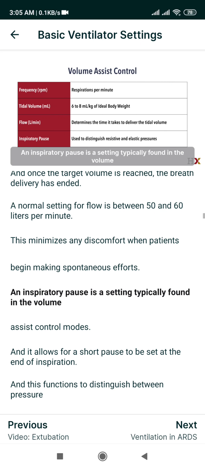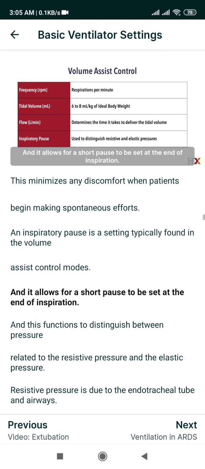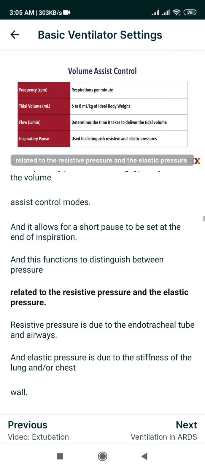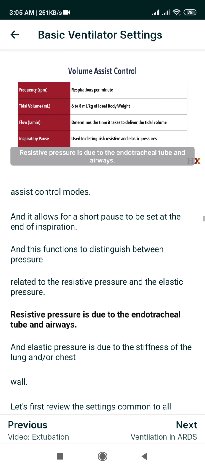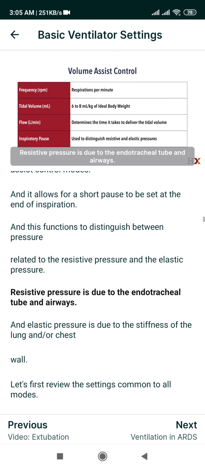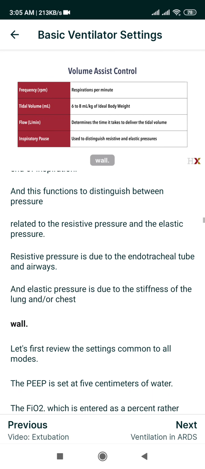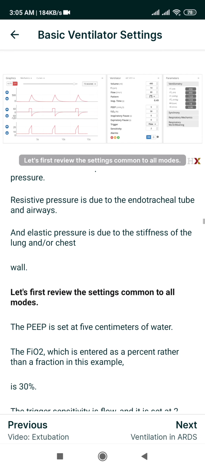An inspiratory pause is a setting typically found in the volume assist control modes, and it allows for a short pause to be set at the end of inspiration, and this functions to distinguish between the resistive pressure and the elastic pressure. Resistive pressure is due to the endotracheal tube and airways, and elastic pressure is due to the stiffness of the lung and/or chest wall. Let's first review the settings common to all modes.